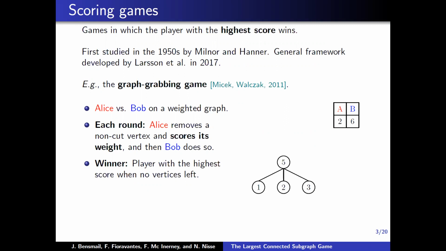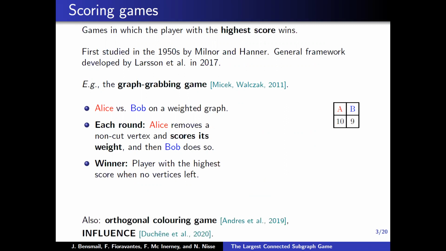And the winner is the player with the highest score when no vertices are left. So here, Alice can't remove the vertex of weight 5 because it's a cut vertex, so she removes the one of weight 3. Similarly, Bob takes the one of weight 2, but now Alice can take the one of weight 5, and Bob is forced to take the last one, so Bob loses 10-9. Other examples of scoring games include the orthogonal coloring game and influence.